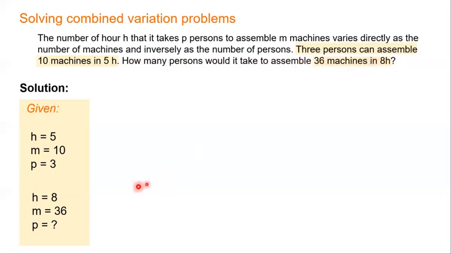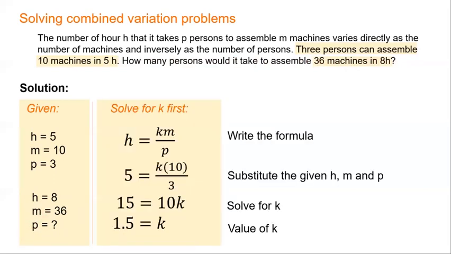And then, dito sa ating last sentence, ito naman yung isosolve natin. So, we have M which is equal to 36, H which is equal to 8, at nawawala naman yung ating P. So, to solve for K, we have to write the formula first and then substitute the given H, M, and P, and then solve for K.